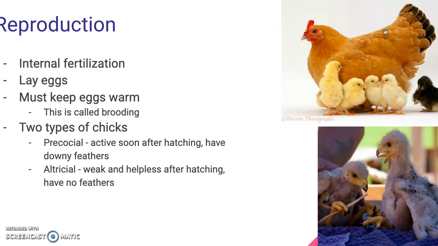And then when they hatch, they can be either what's called a precocial chick or an altricial chick. A precocial chick, which is on the top right with your chickens, is active as soon as it's hatched and has downy feathers and can basically survive on its own. They just follow mom around. Whereas an altricial chick is weak and helpless after hatching and doesn't have any feathers. So the bottom right there is a hawk chick. That would be an example of an altricial chick that fully relies on mom.